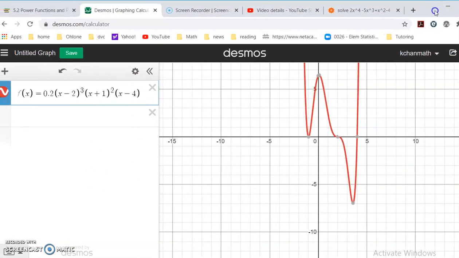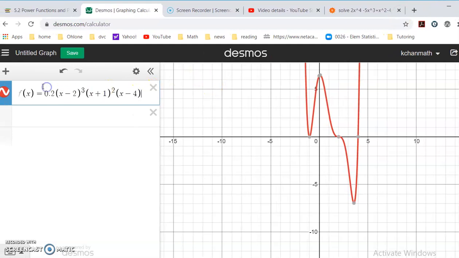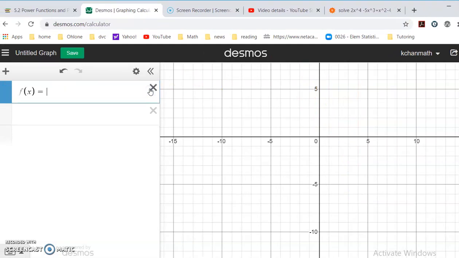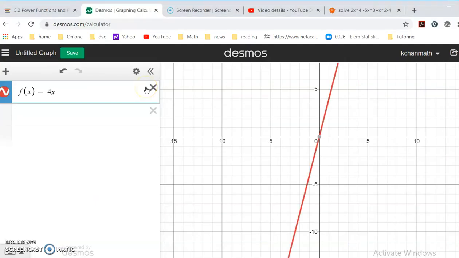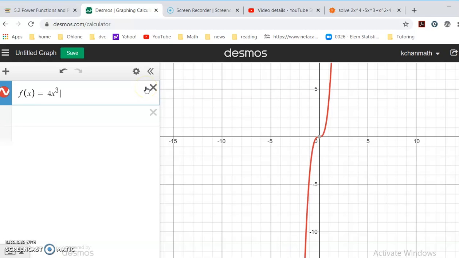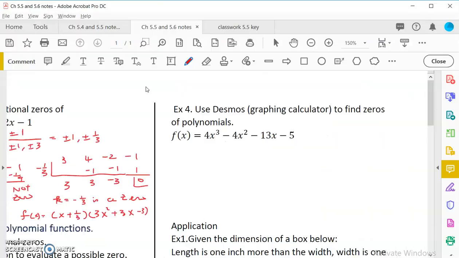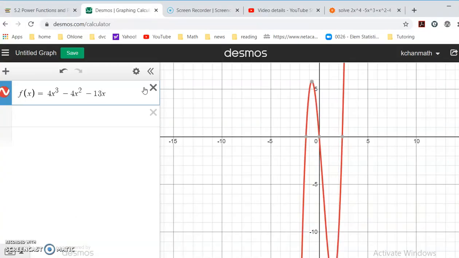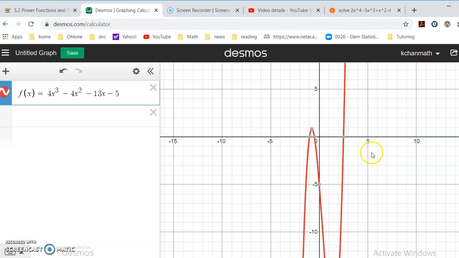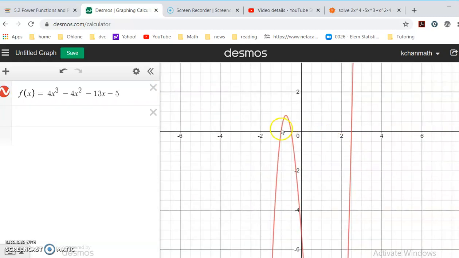Move it over a little bit. And then you enter your function, so this is from last time. You enter 4x cubed minus 4x squared minus 13x minus 5. So there, the zeros would be at the x-intercepts, right? So you click them: -1, -1/2, and 2.5, that means 5/2.